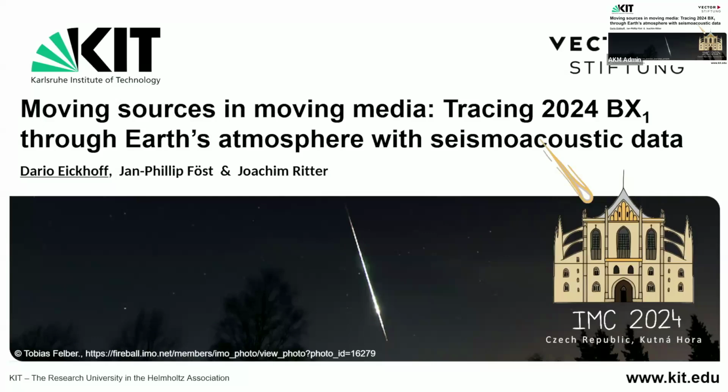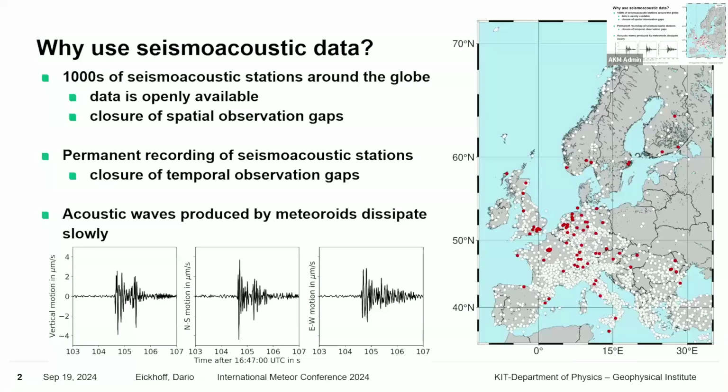So let's get started with why it makes sense to use seismoacoustic data for meteoroid observation. And there are three main reasons. The first one is that there are thousands of seismoacoustic stations around the globe. Here on the map on the right, you can see just Europe, and every white circle is a seismic station, and every red circle is an infrasonic station. So these data are all freely available, so everybody can get these if they want, of course.